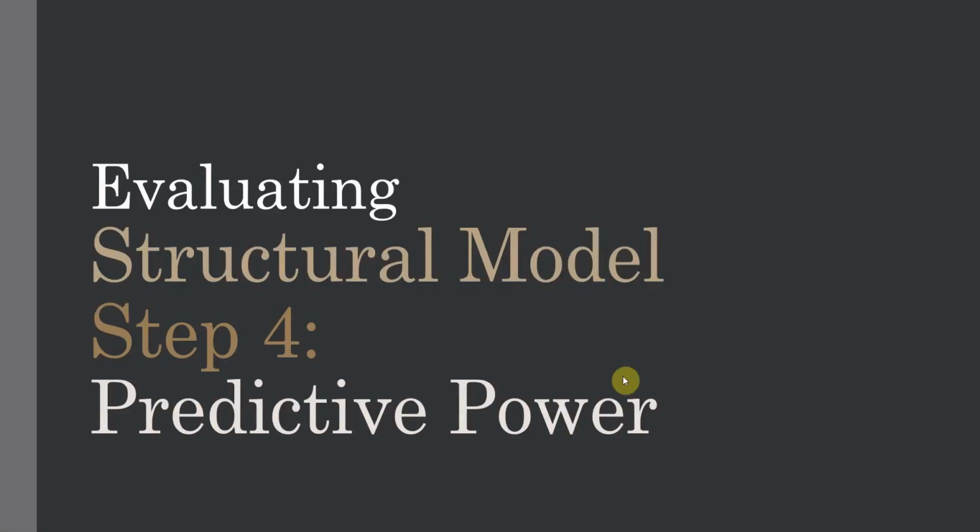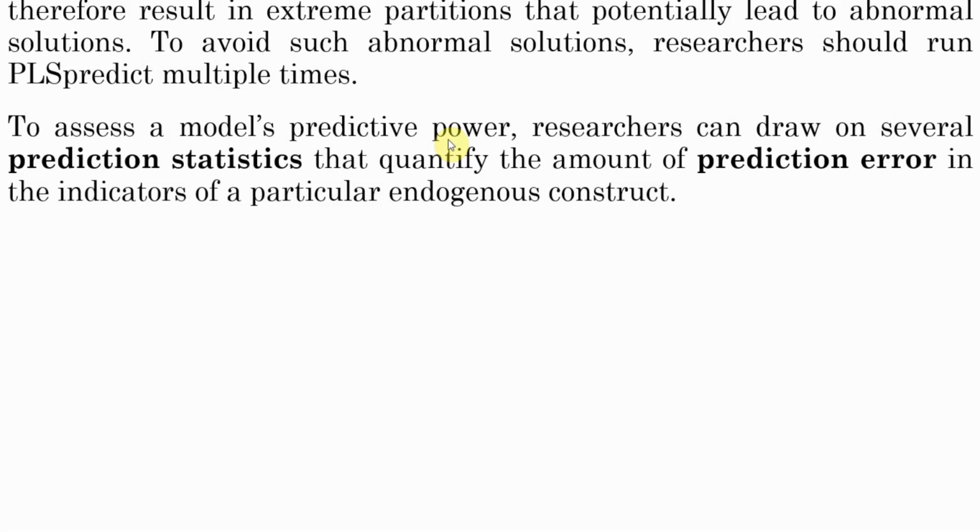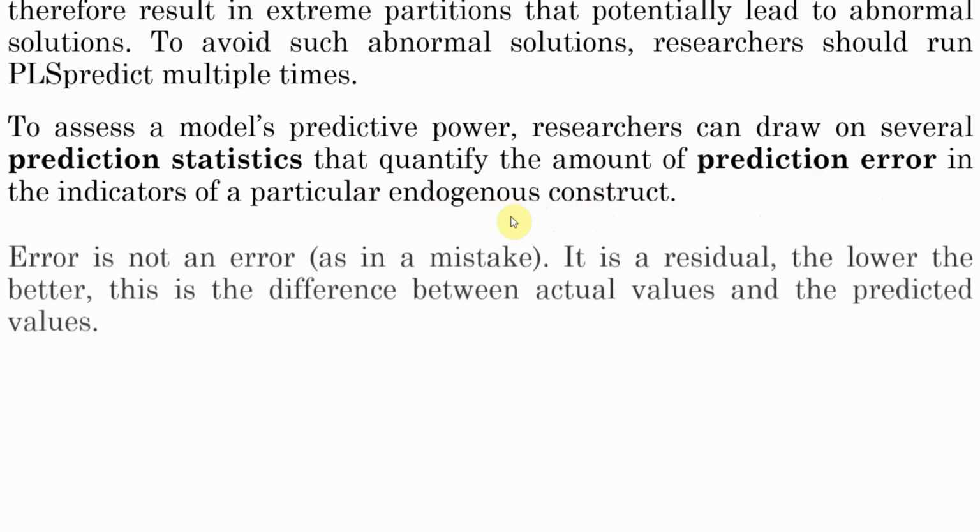In this session, we are going to talk about evaluating structural model predictive power. That is step 4 of our structural model assessment. Now, to assess a model's predictive power, researchers can draw on several prediction statistics that quantify the amount of prediction error in the indicators of a particular endogenous construct. So you look into the prediction error of the endogenous construct.